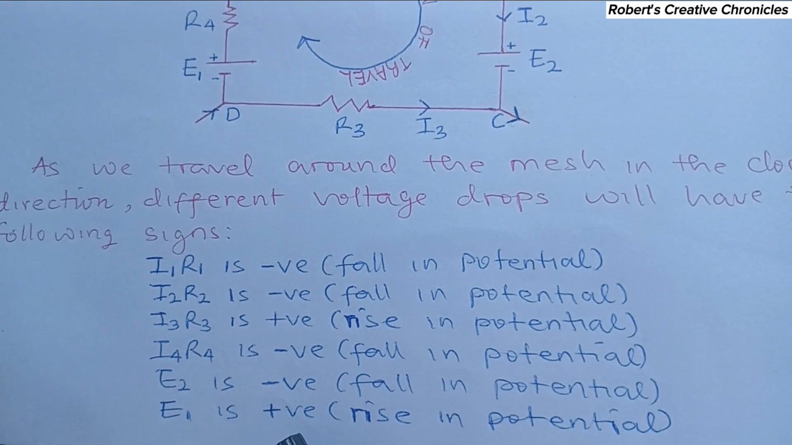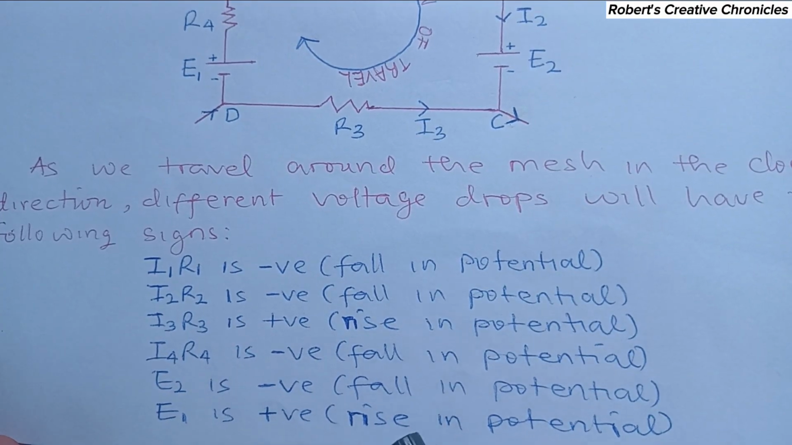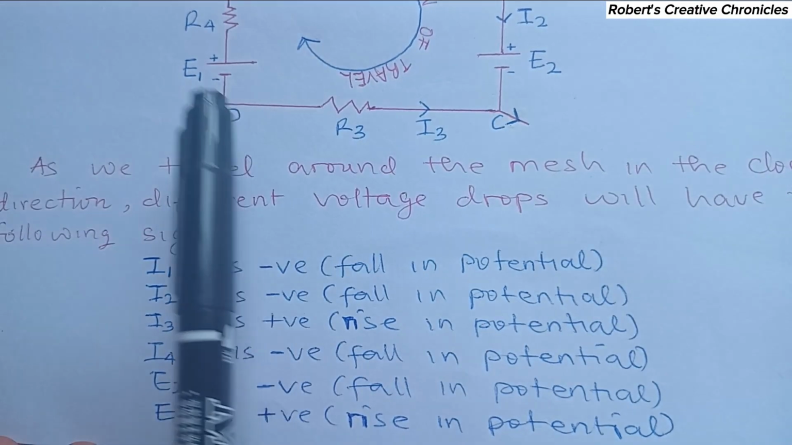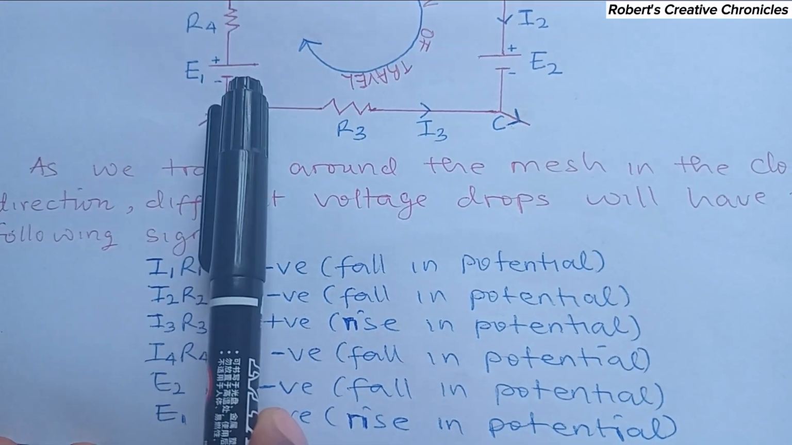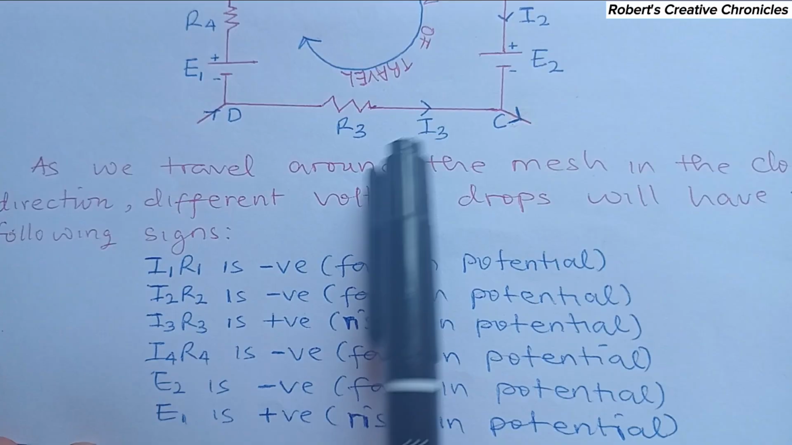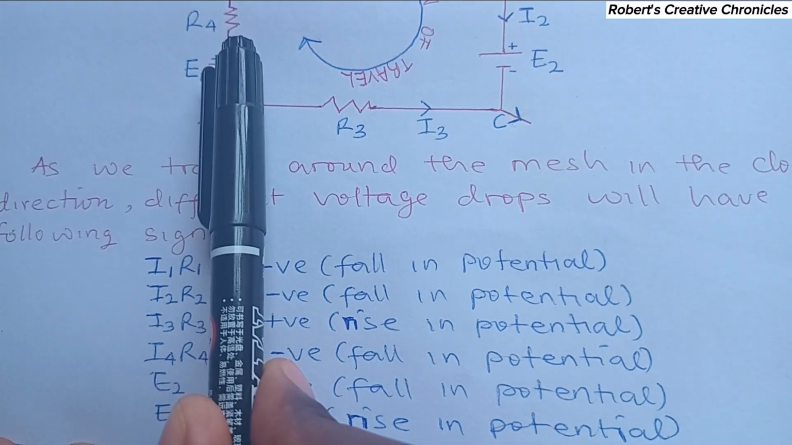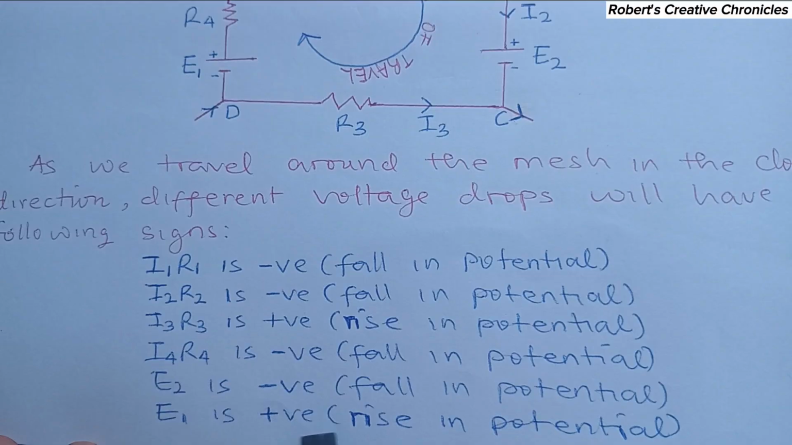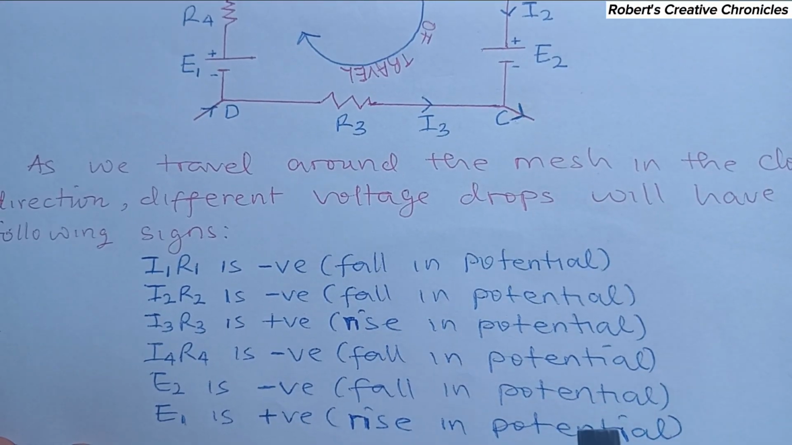Then E1 is positive. Why? Because when we come here, we are moving from negative to positive. That is from lower to higher potential. So we are going to make use of the last one we came across, which is positive. So E1 is positive, a rise in potential.